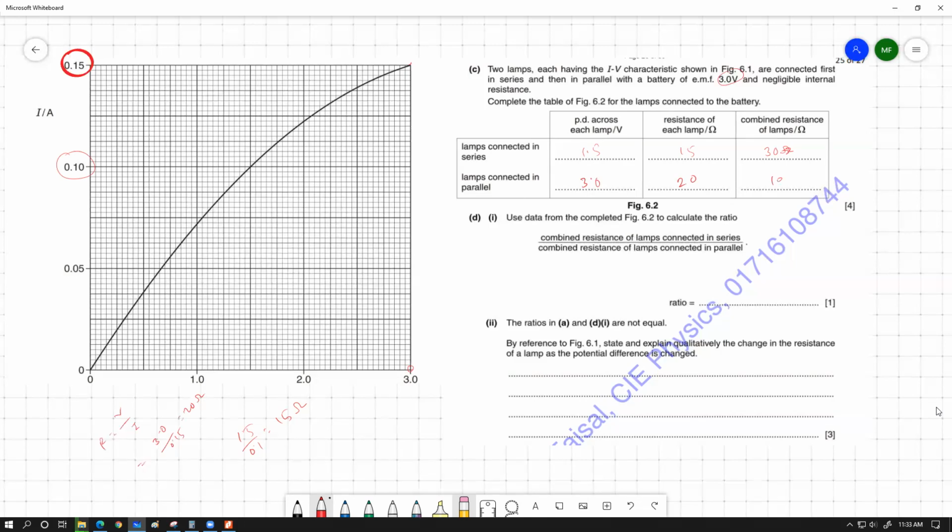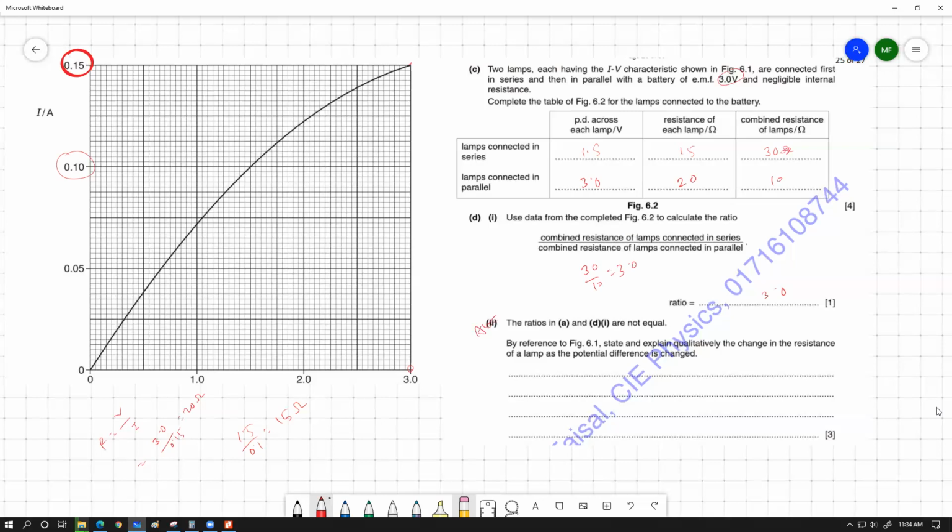এইটুকু আসলো। Then D তে বলছে, use data from the completed figure 6.2 to calculate the ratio of the combined resistance of the lamps connected in series divided by the combined resistance of the lamps connected in parallel. So এটা আসবে 30 divided by 10 gives you 3.0, preferably write 3.0. Don't only write 3 because 3 is a 1SF number. Write 3.0, a 2SF number. Minimum 2SF is required. Now comes the interesting question for which we discussed all of this part.